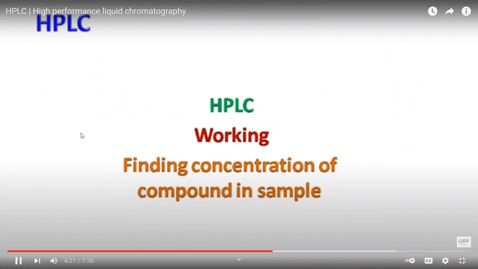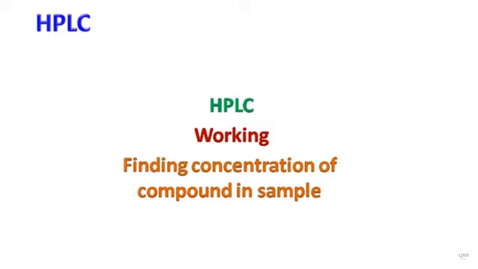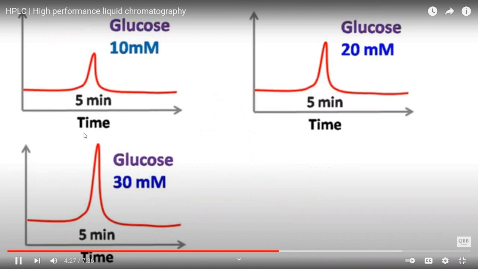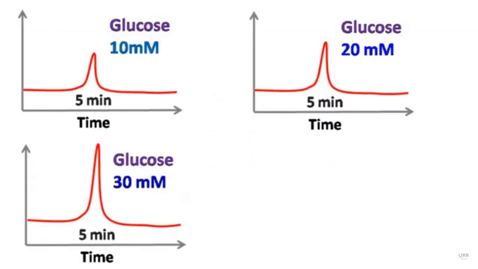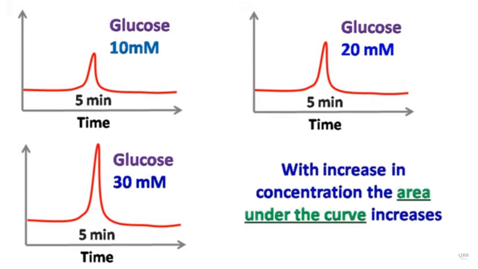Using HPLC, it is also possible to find the concentration of sample, but before doing so, we need to have a standard curve. Let's say we take different concentrations of glucose and run them through HPLC. The peaks of glucose are obtained at 5 minutes, and with an increase in the concentration of glucose, the area under the curve increases.